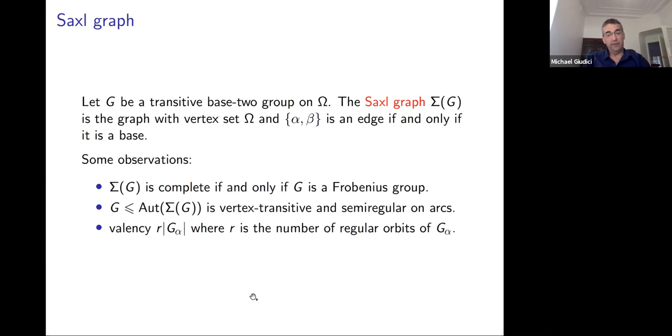The other observation is we can calculate the valency fairly easily. If I have my vertex alpha, what are the points adjacent to it? They're the points beta which form a base, and so they're the points beta which lie in a regular orbit of G alpha, and so each regular orbit has size the order of the vertex stabiliser, and if R is the number of those regular orbits, then R times the order of G alpha is going to be the valency of my graph. So if we know the number of regular orbits and we know the order of G alpha, we can calculate the valency. So there's some simple observations you can make about this graph.